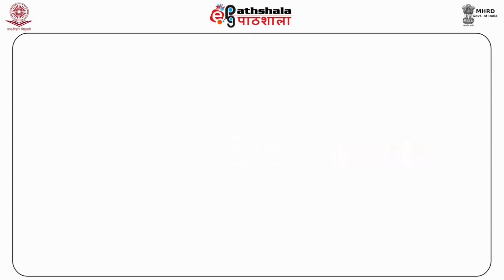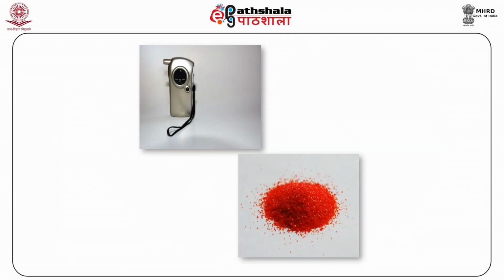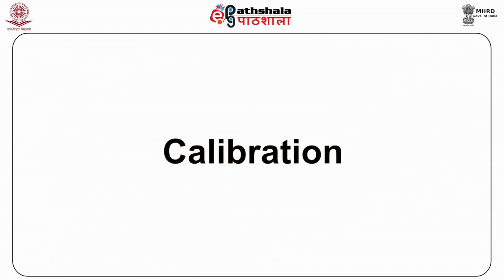First, non-specific analysis. One major drawback of traditional breath analyzers is their non-specificity. That is, the machine also identifies other substances which have similar reactivity or molecular structure to alcohol. Traditional breath analyzers use a solution of potassium dichromate for detecting alcohol, but it is a strong oxidizer and ether functional groups can be oxidized by it, which may result in false positive readings. Similarly, in infrared-based breath analyzers, other groups, most commonly carboxylic acids and aromatic ring compounds, can also give similar absorbance readings.